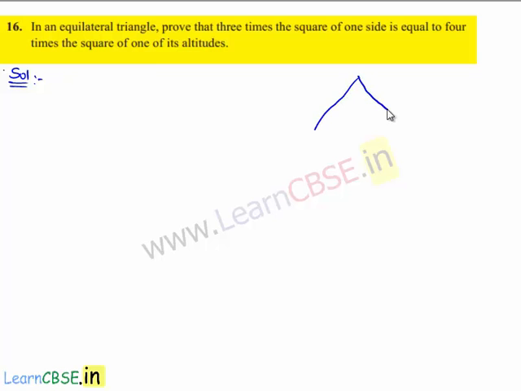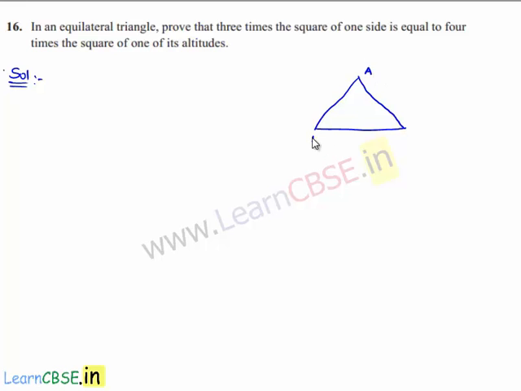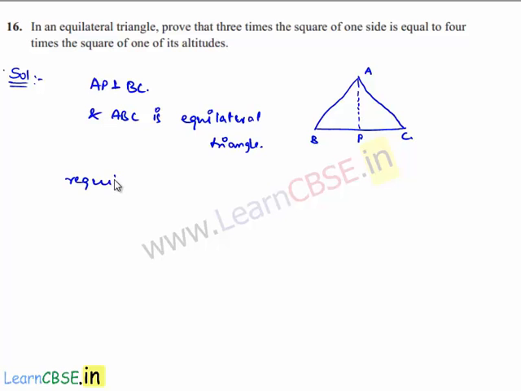Let us assume an equilateral triangle ABC and let it have an altitude AP perpendicular to BC. We are required to prove that 3 times the square of a side, that is 3 times AB square, is equal to 4 times the square of one of its altitudes.